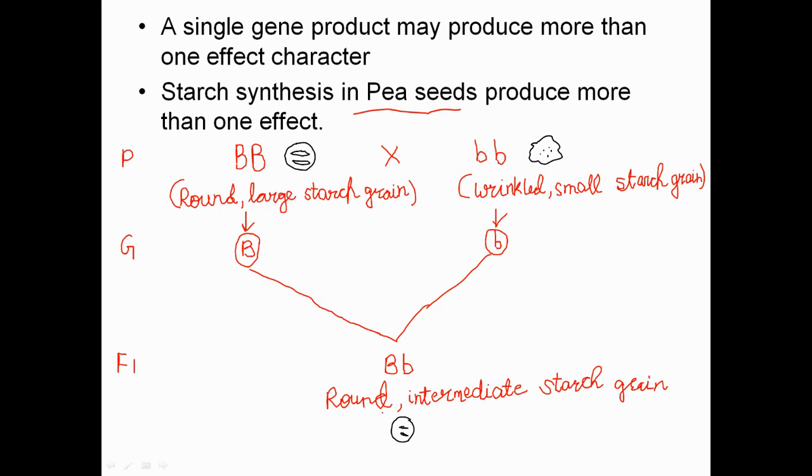it will express the round phenotype, so we can consider round is the dominant one, and the size of the starch grain is neither large nor small. It is quite intermediate between the two, and it is being presented along with the pictorial view of the starch grain. This is just the pictorial representation. Here the starch grain size is quite enormous, and these are small in the case of the recessive trait, but in the F1 hybrid the starch grain size is neither large nor small. It is quite intermediate between the two. So this is the typical example of incomplete dominance.